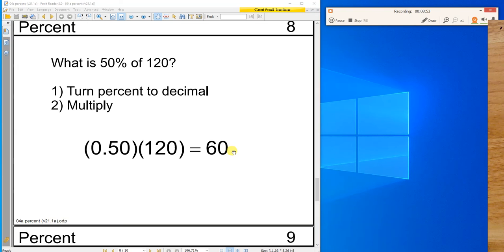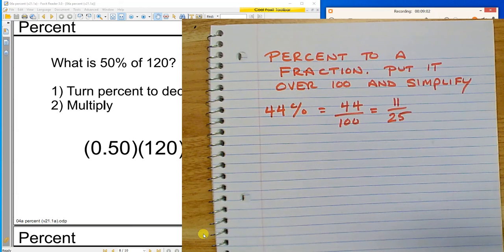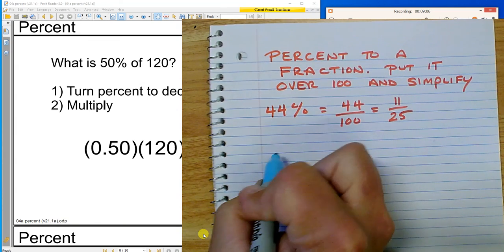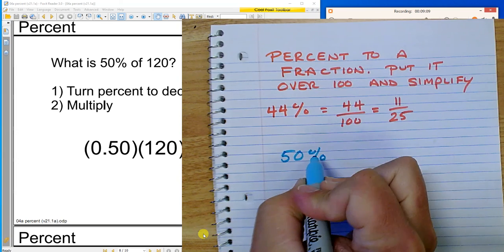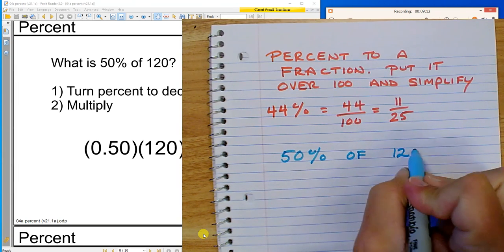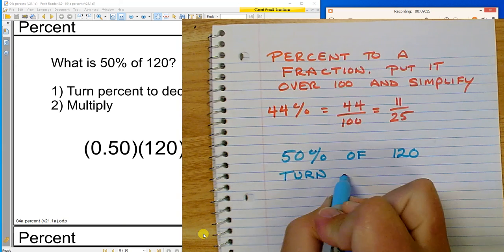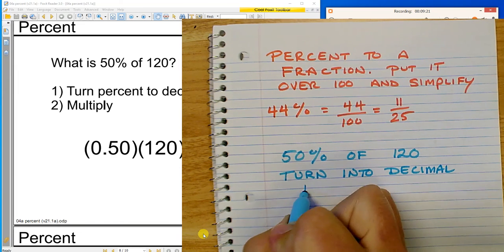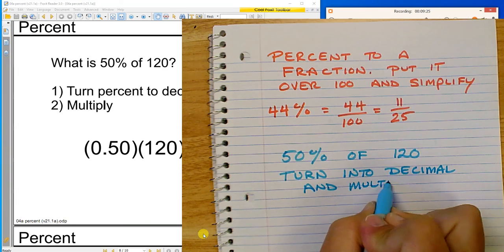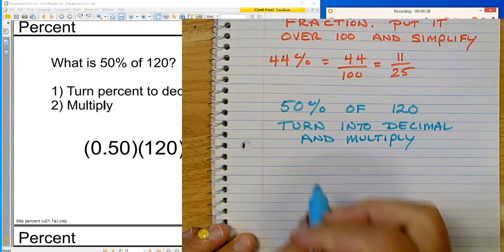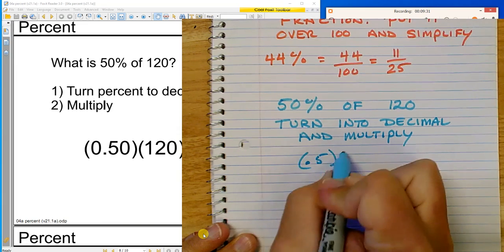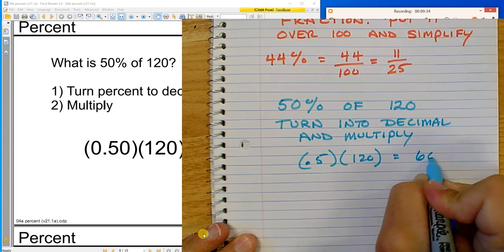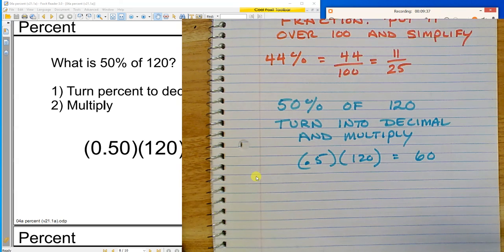Okay, and our final thing, to find percentages, turn the percent into a decimal and multiply. So I go 0.5, I use my calculator of 120, and that gives me 60. And that's how I do percentages. Turn it into a decimal and multiply.